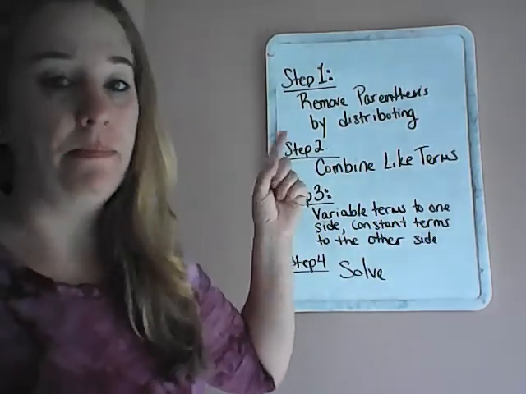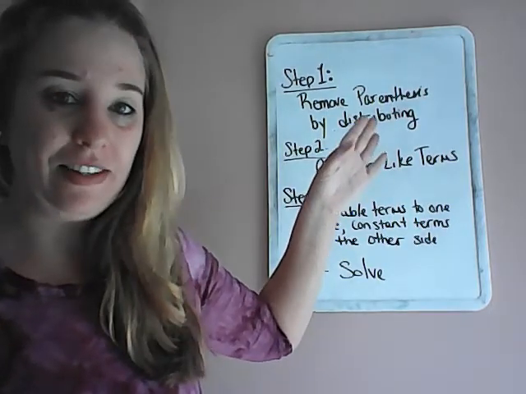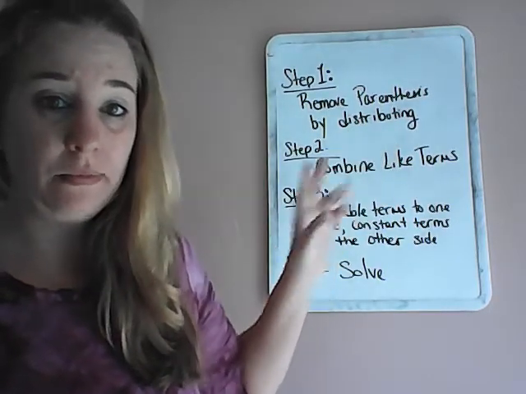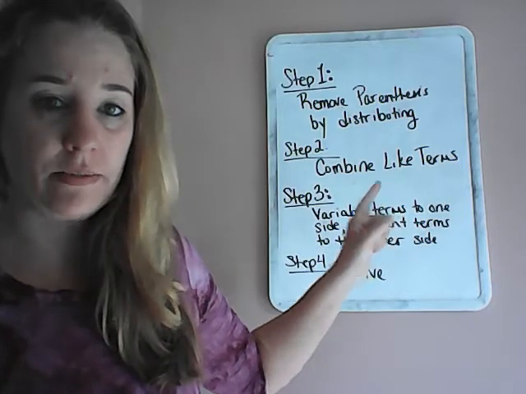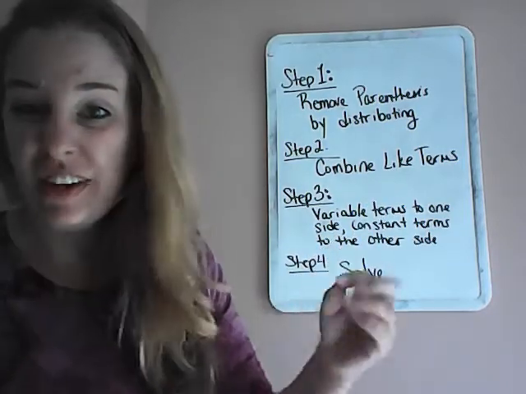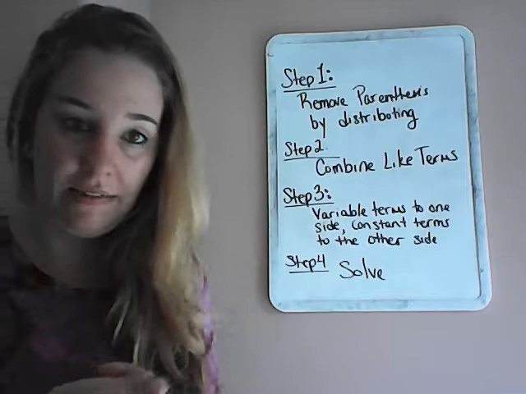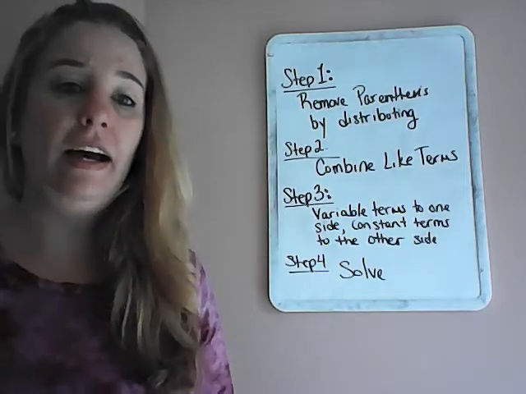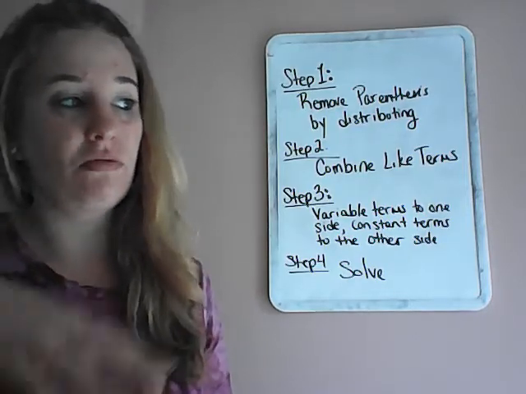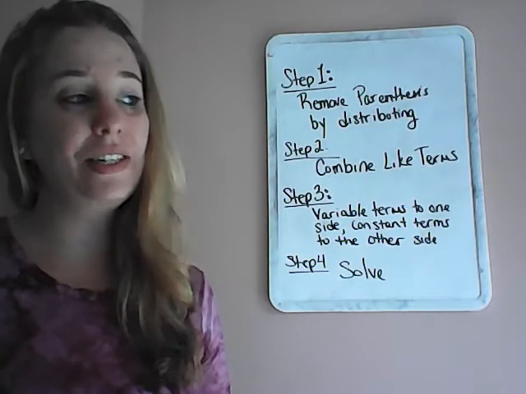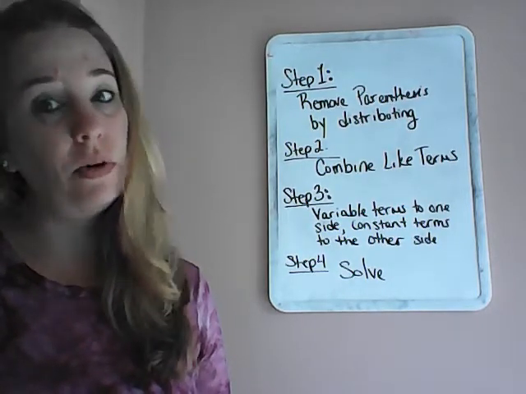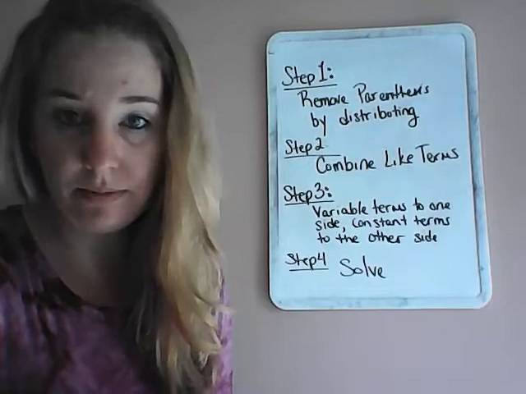But first thing, you're going to have to remove the parentheses by distributing. Step 2, combine like terms. Step 3, get all your variable terms to one side of the equal sign, and then get all your constant terms, or just regular number terms, to the other side. And then step 4, solve. Let's look at a problem now.